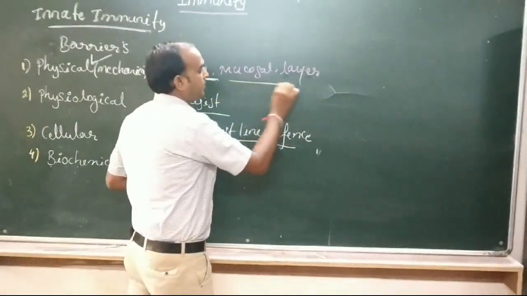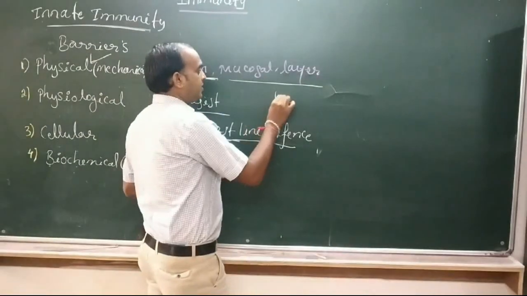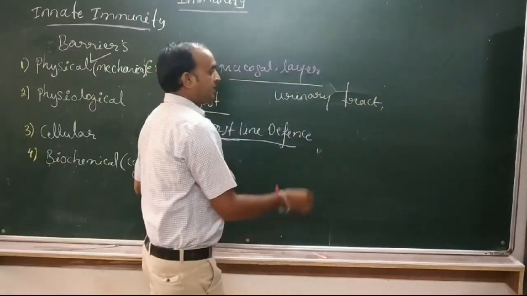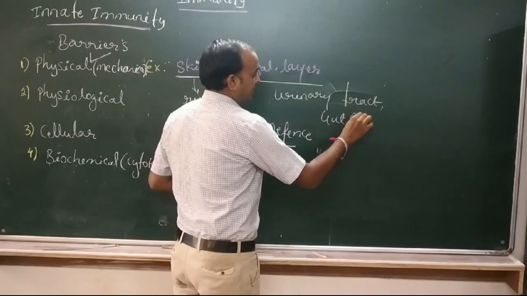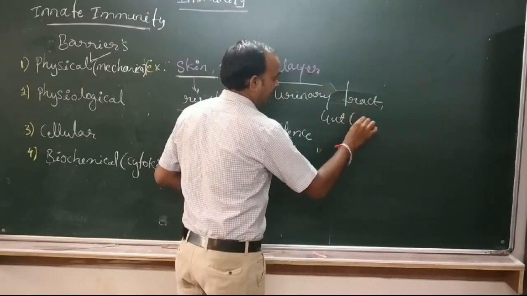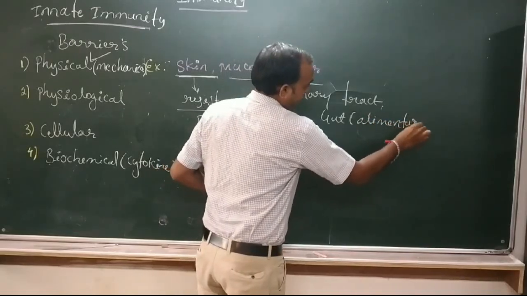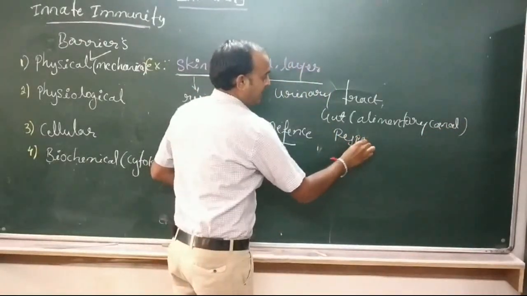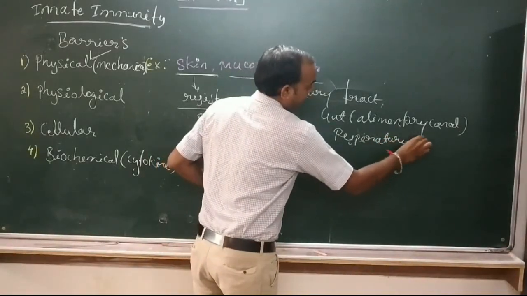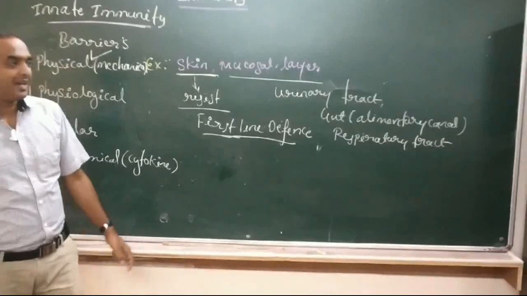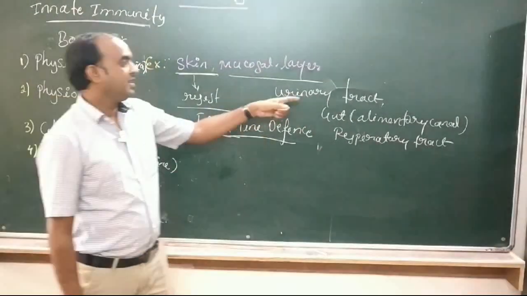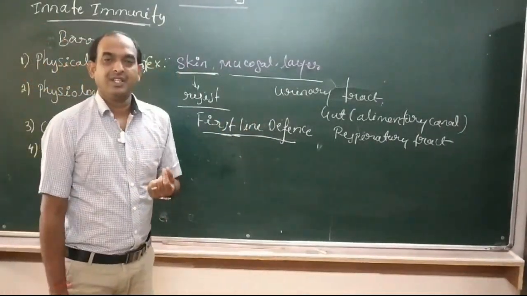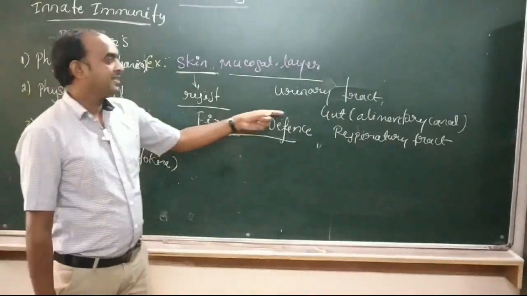Next one, mucosal layers. Especially the urinary tract, our gut system, also called the alimentary canal, and in the case of the respiratory tract, all these lines have mucosal layers. Now what is the use of this mucosal layer? It will produce a sticky substance and it will make the passage smooth.